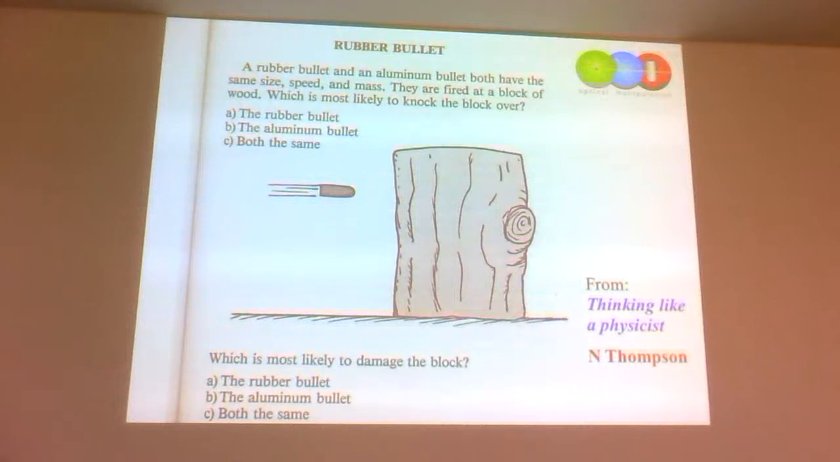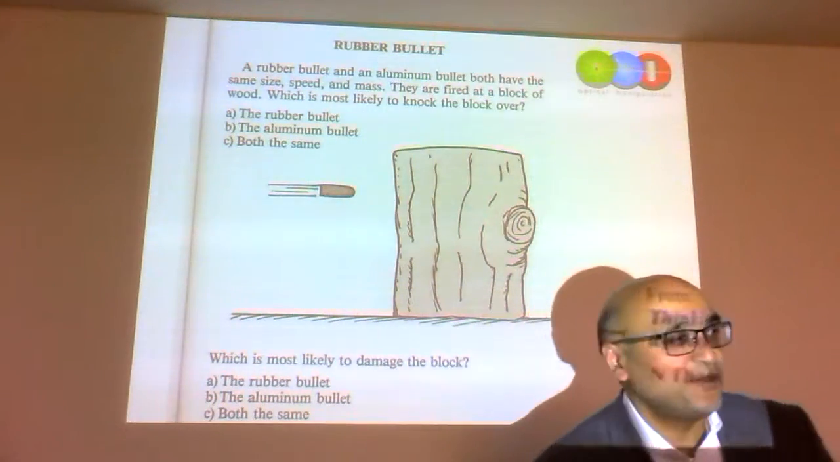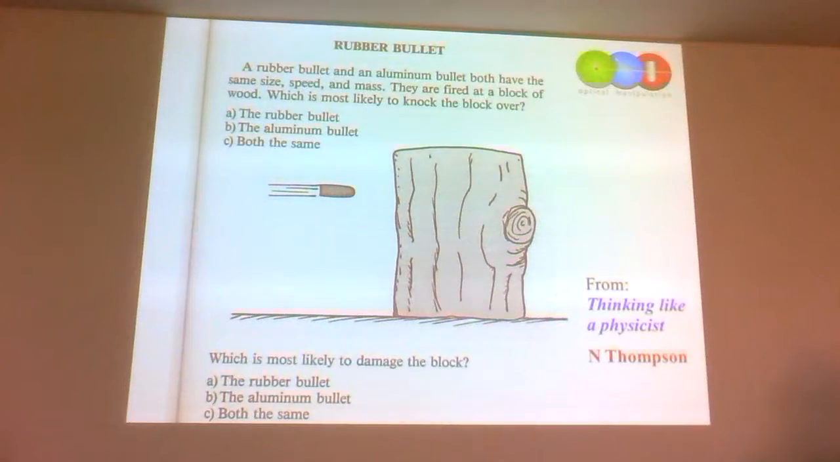Okay? And I have two objectives. One is I wish to knock the block of wood over. The second one is damage. Those are my two considerations. So the question is, which bullet is likely to do which, or would they both be the same? See the lecturer looking a bit perplexed as well at this question. They should participate too. All right, so this is for thinking like a physicist. Which is most likely to knock the block over?